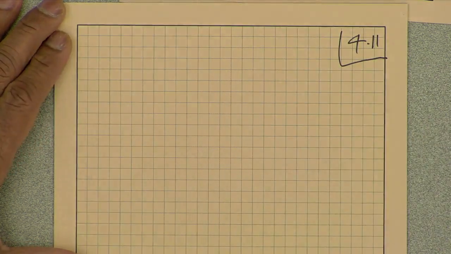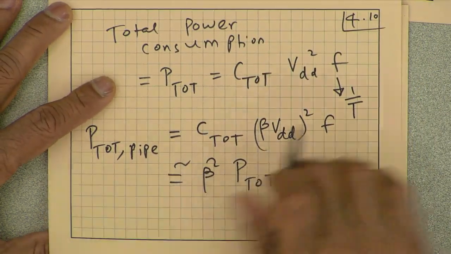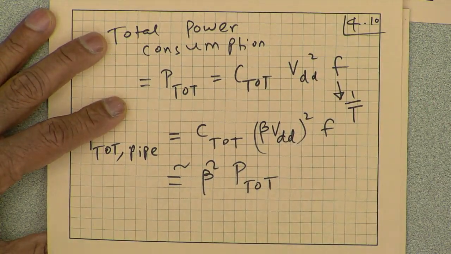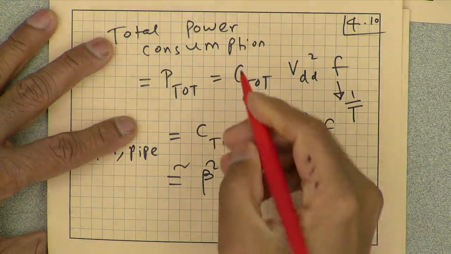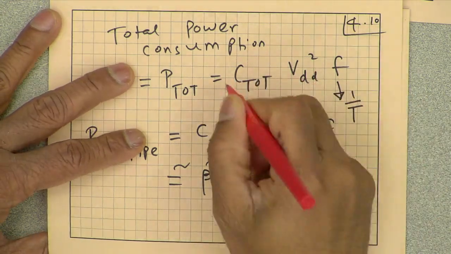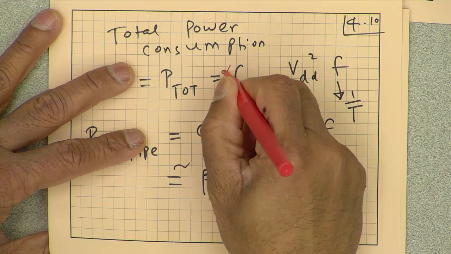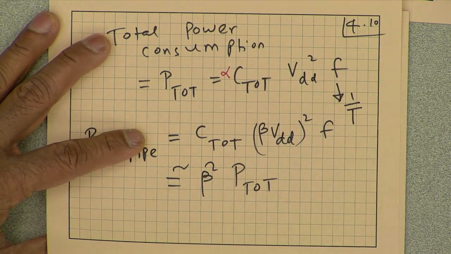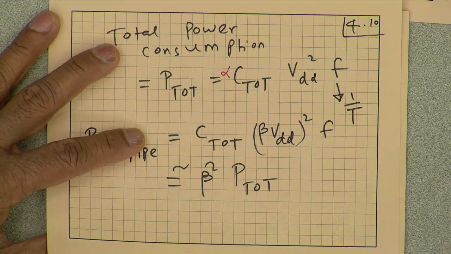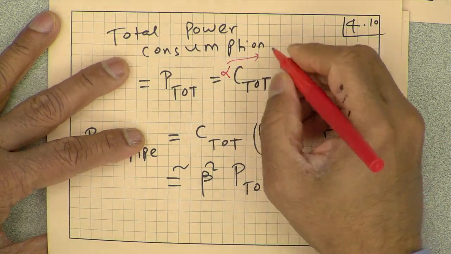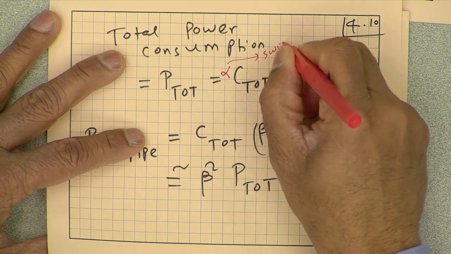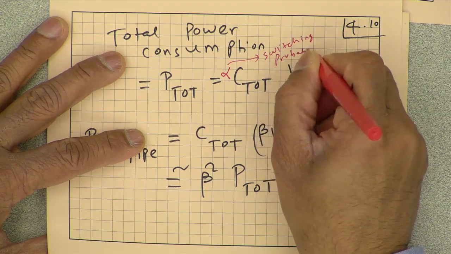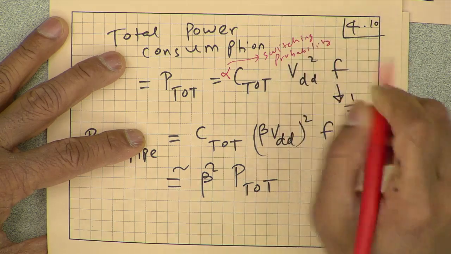Okay, let me just make one more comment before we get on. The power itself is a complex quantity. There is dynamic power, leakage power, and all of those. But let me just quickly say one more thing before I get out of this equation here. So the total power, you can think of this as alpha times C total VDD squared F, where alpha is a switching probability or switching factor. So what does that mean?